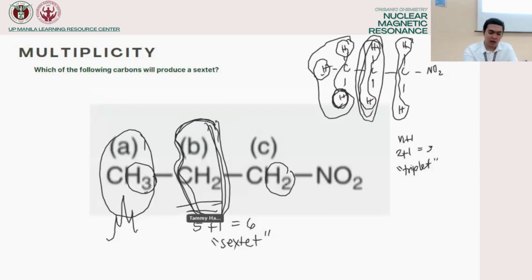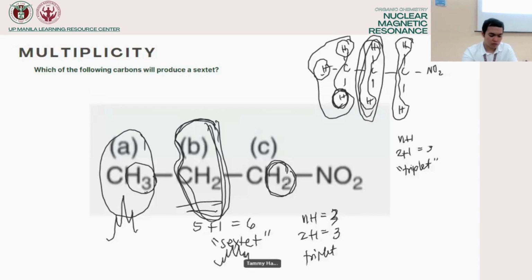O, letter C. Ano ang nature nito? How many neighboring atoms do we have here? 2. So, n plus 1, 2 plus 1 equals 3. So, this is also a triplet. Sextet, 1, 2, 3, 4, 5, 6. Basta 6 yun na.